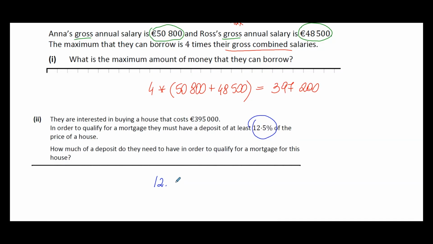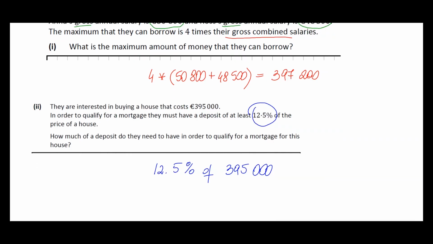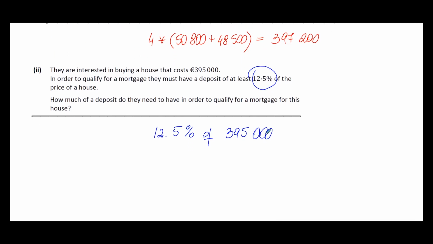They need 12.5% of the price of the house. What's the price of the house? 395,000, isn't it? That's what it is. So how do we find a percentage of a number? We multiply. So either we put in our calculator 12.5 and we put the percent sign, multiply by 395,000, or we change that to a decimal, 0.125, and the same, multiply by 395,000. Okay, so then let's have a look at the last part of this question.